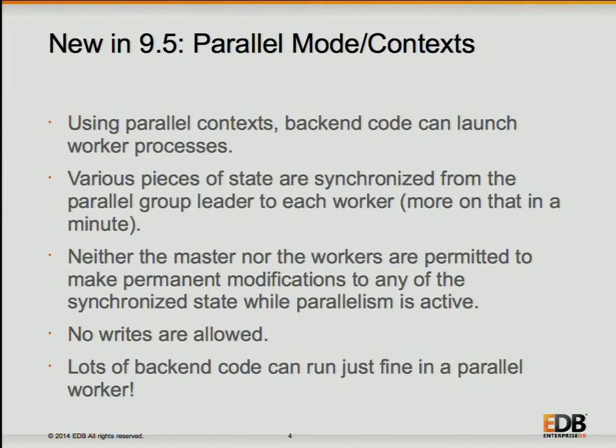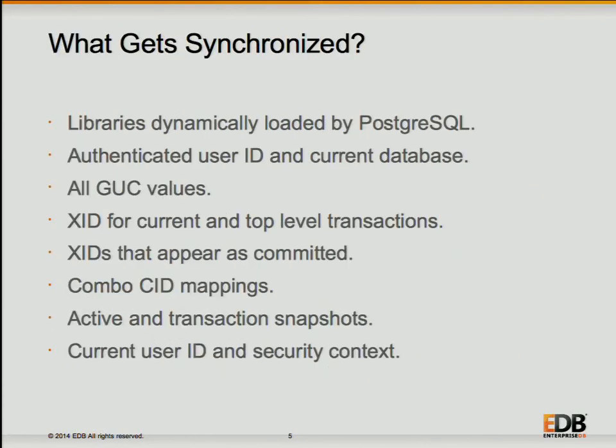So that means we need to worry about how we're going to synchronize all of the state to the worker. And we actually synchronize with the patch that went into 9.5 an awful lot of stuff. So this is all of the things that the worker process goes and loads up when it starts executing. All of the libraries that your original master process had loaded, the worker goes and loads the same libraries. It connects to the same database using the same user ID. It sets all of its GUCs to the same values that those GUCs have in the original process. It gets the XID for the current transaction and for the top-level transaction, which may be different if there are sub-transactions involved at the point where you begin parallelism.